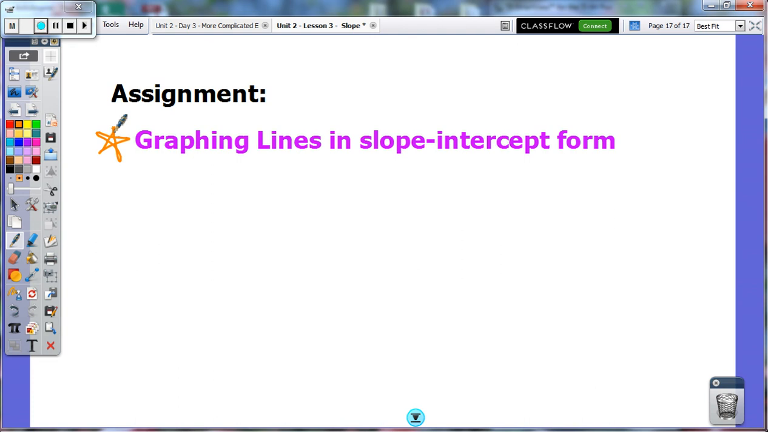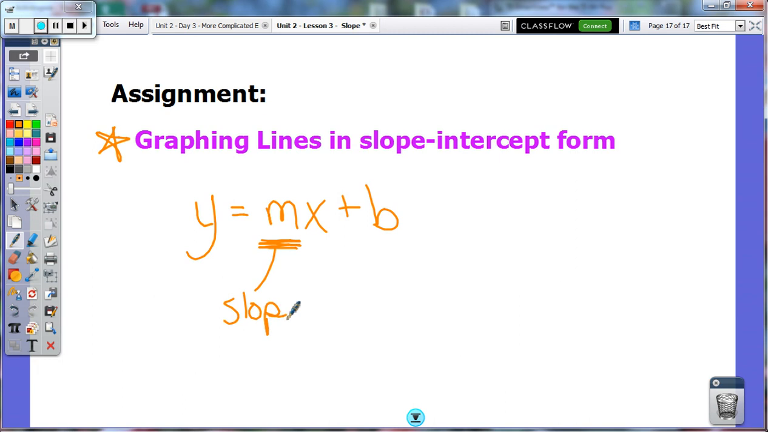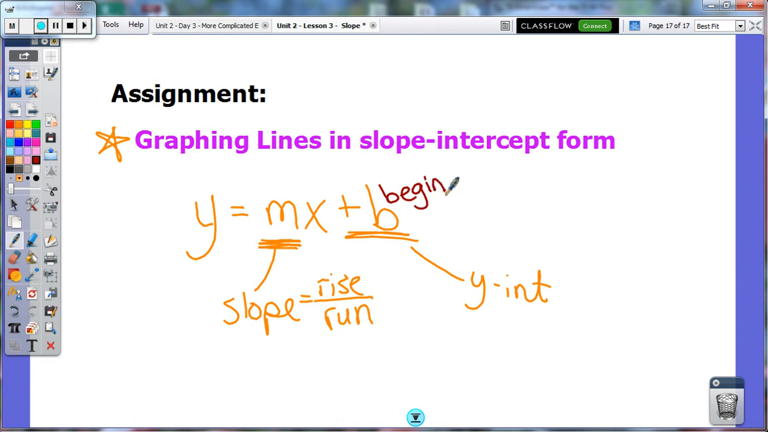Okay? Just remember, y equals mx plus b, that's slope-intercept form. Wherever the m is, that's your slope, which is rise over run. And whatever the b is, that's your y-intercept. So first write them out, and then begin by graphing the y-intercept, and then move the rise over run for the slope, and draw your line.